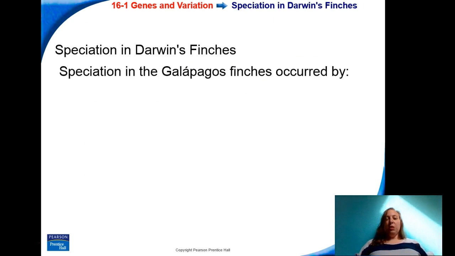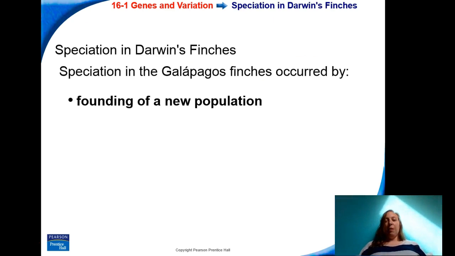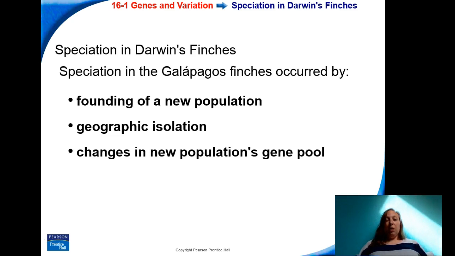Okay, so speciation came about because of founding a new population. So that founder population again becomes an important factor. They also became new species due to geographic isolation. They were actually separated on different islands, or even within the same island, in different locations, and could not interbreed. And then that created a change in the population's gene pool.